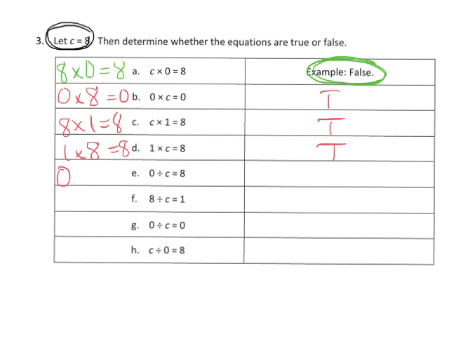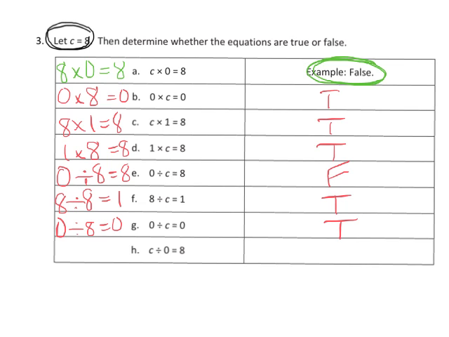How about 0 divided by 8 equaling 8? Uh-oh. That's not a true statement. That's a false statement, because really 0 divided by 8 should be 0, not 8. And then 8 divided by 8 is equal to 1. That's a true statement. And then we have 0 divided by 8 equaling 0. Yeah, that's a true statement.